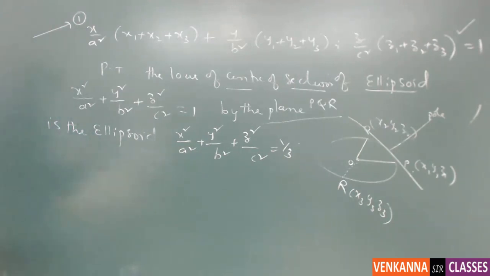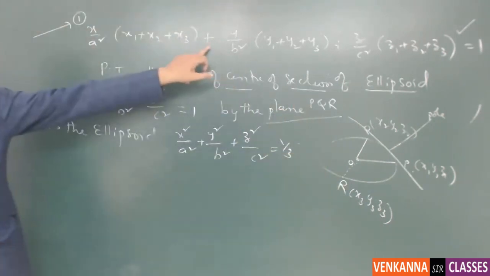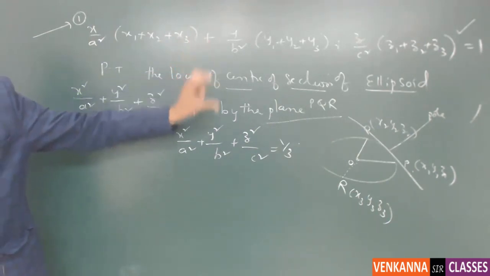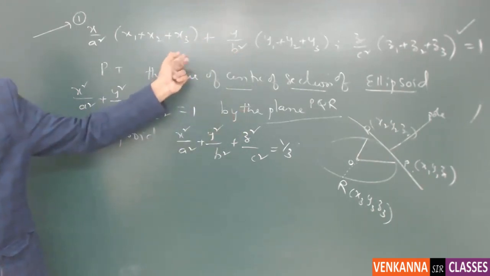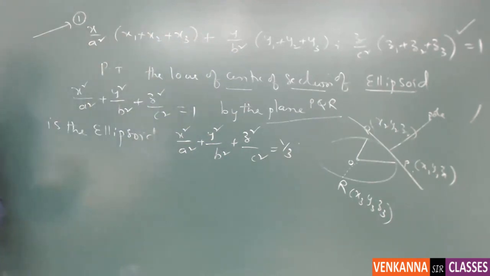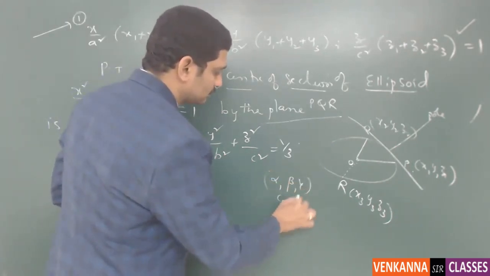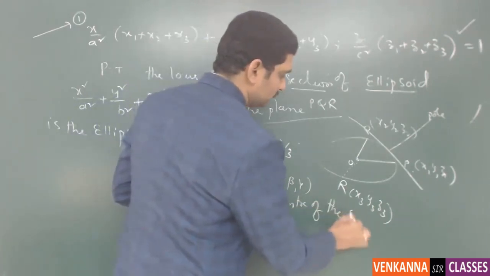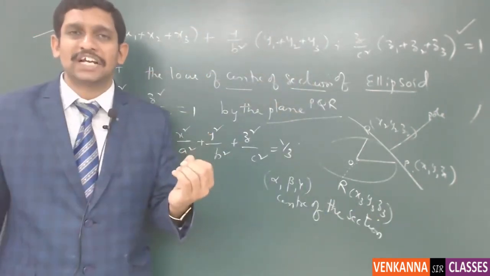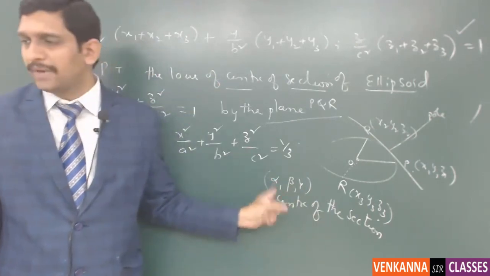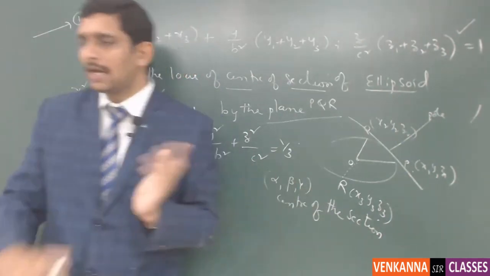Right. So in the first place, the equation of the plane PQR is nothing but this plane equation. You have to write the procedure as it is. The equation of the plane passing through the points PQR is nothing but this. You can mention this plane equation directly. Now, let us take alpha, beta, gamma as the center of the section. As and when the plane intersects the ellipsoid, you will get a section. For that section, let us take this point alpha, beta, gamma. So the point alpha, beta, gamma lies on the given plane PQR. Accepted?